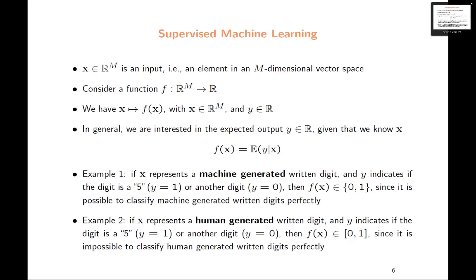For example, if x represents a human-generated written digit and y indicates, again, if the digit is a 5 or any other digit, then f of x is somewhere in the interval between 0 and 1. So it is typically impossible to classify human-generated written digits perfectly. It might be very close to 1 if it's very certain that it's a 5, or it might be very close to 0 if it's pretty certain that it's not a 5. But for example, it could also be 1/2, which means it's completely uncertain whether it is a 5 or not.